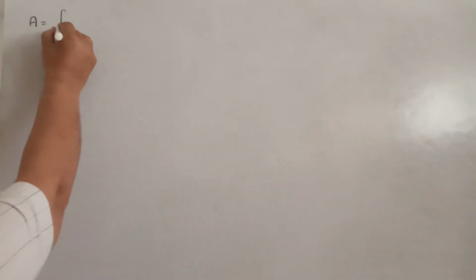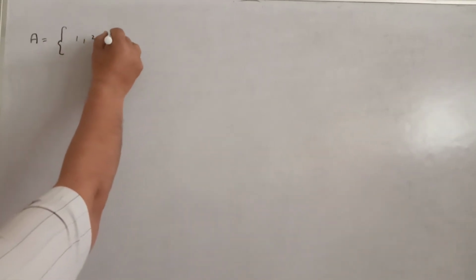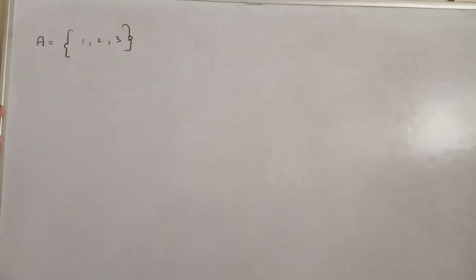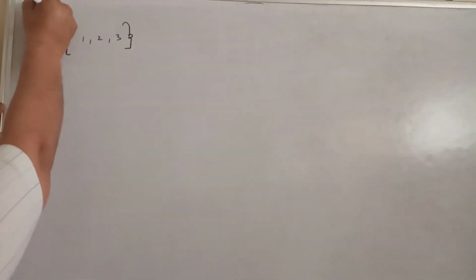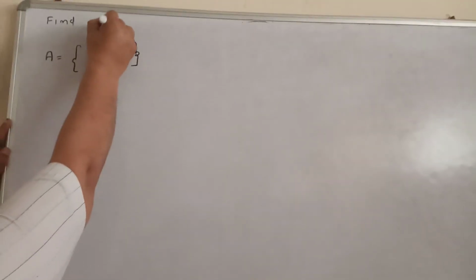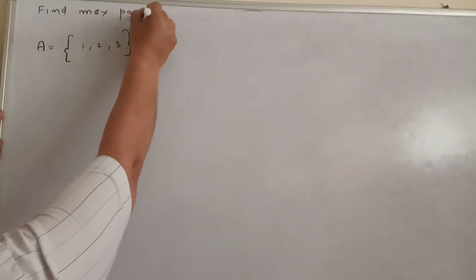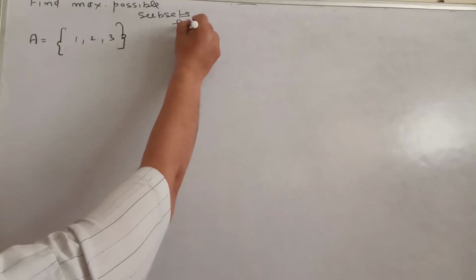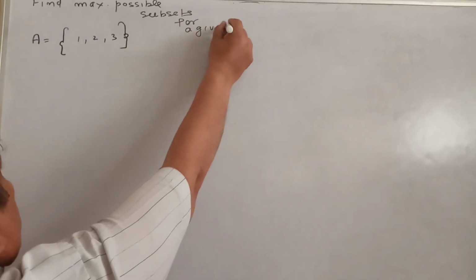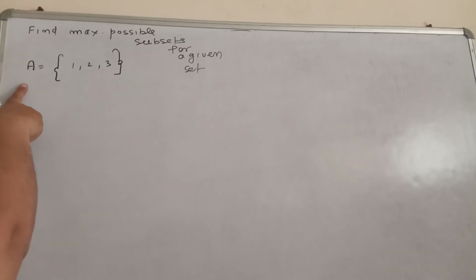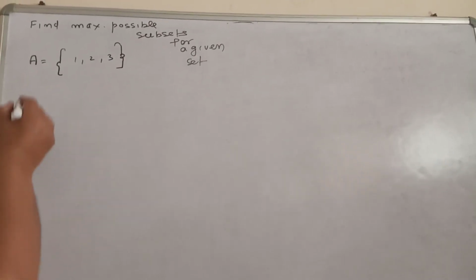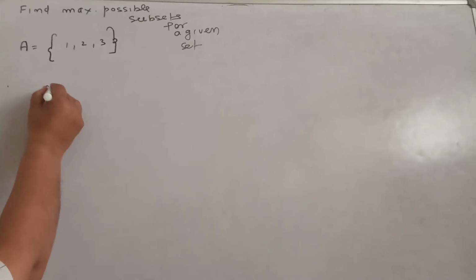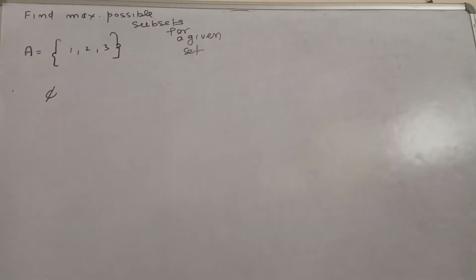Let A be {1, 2, 3}. I will find the maximum possible subsets for a given set. Now this is the given set. I have to take all the subsets. So the first is the null set, as the null set is a subset of every set.